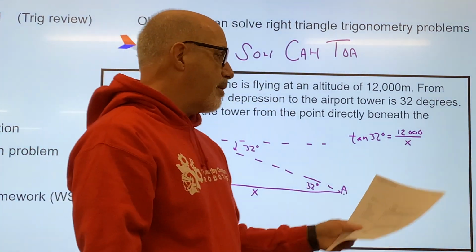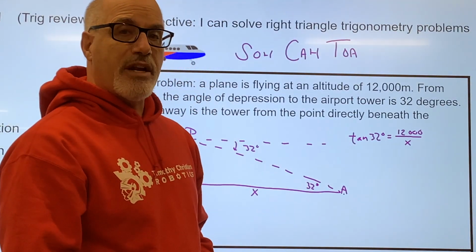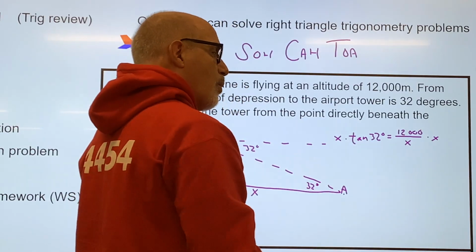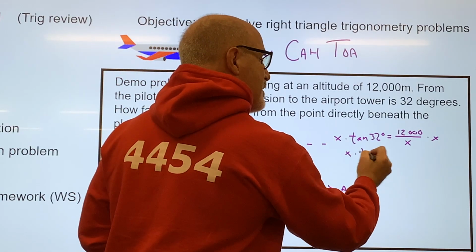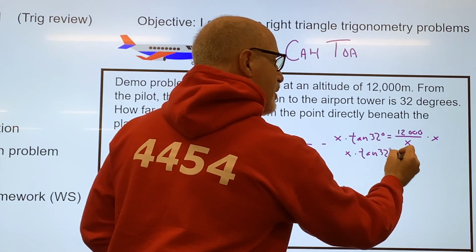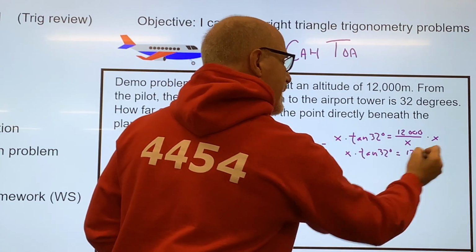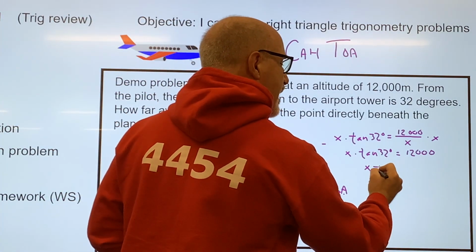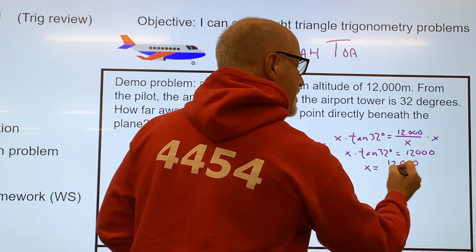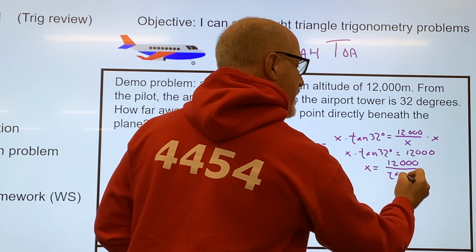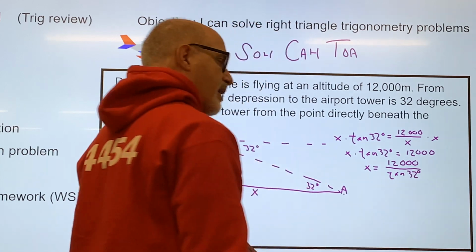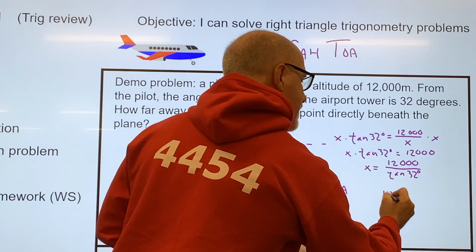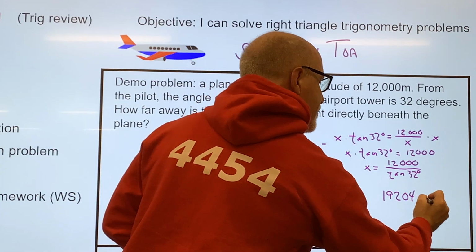Now to solve this problem, you want to get the x out of the denominator. We do that by multiplying both sides by x. Once we've done that, we've got x times tangent of 32 degrees equal to 12,000. Now you want to get the x by itself, so you divide both sides by tangent of 32 degrees. So you've got x equal to 12,000 divided by tangent of 32 degrees. We can do that on our calculator. When we do that, we get x equal to 19,204 meters for our answer.